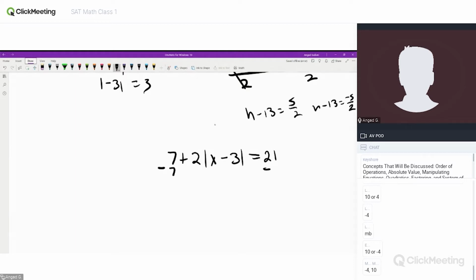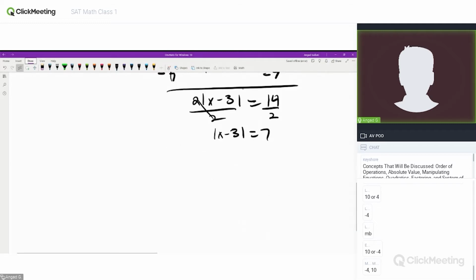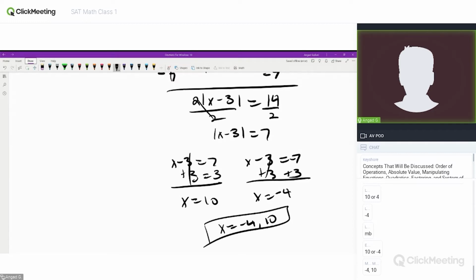So we're going to subtract 7 from each side. You get 2 times the absolute value of x minus 3 is equal to 14. Divide by 2 on each side first. We get the absolute value of x minus 3 is equal to 7. And then we have x minus 3 is equal to 7, and x minus 3 is equal to -7. Add 3 on each side. We get x is equal to 10 and x is equal to -4. X equal to -4, comma 10. All right, you guys get that?